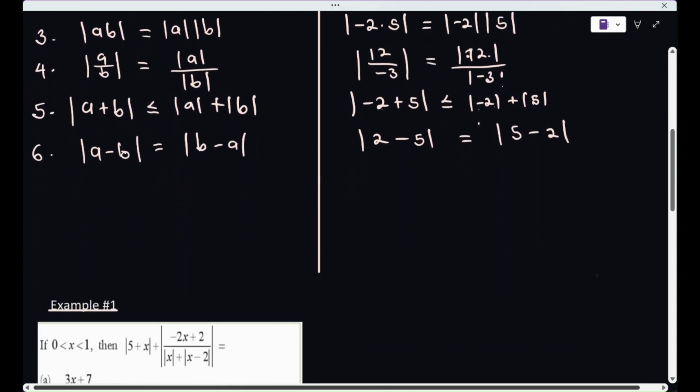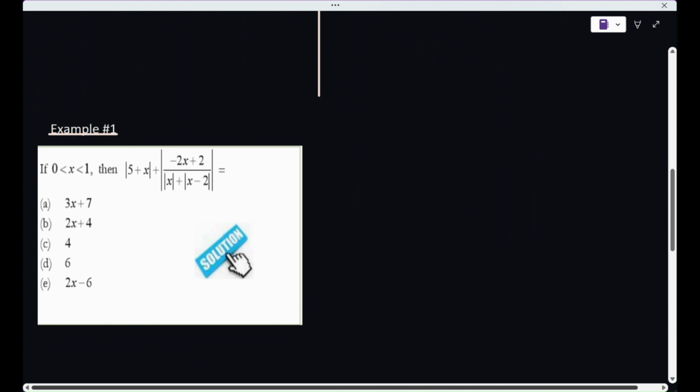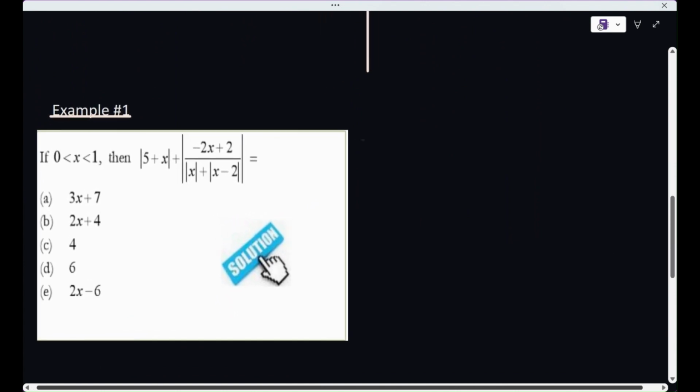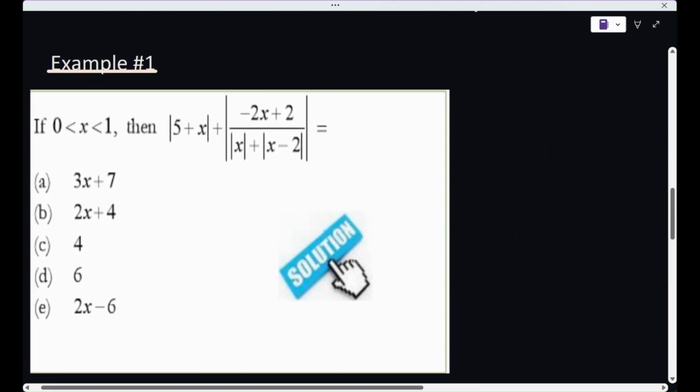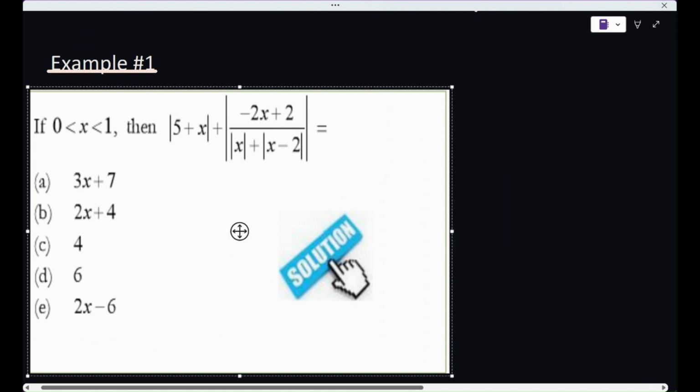So now let's take a few examples of how we can deal with absolute value expressions. Take a look at this question. You have a condition here that x is between 0 and 1. We want to write this expression in such a way that we will no longer have the absolute value. The procedure here is simple. All you need to do is take any x between 0 and 1. For example, you can take x to be, let's say, half.